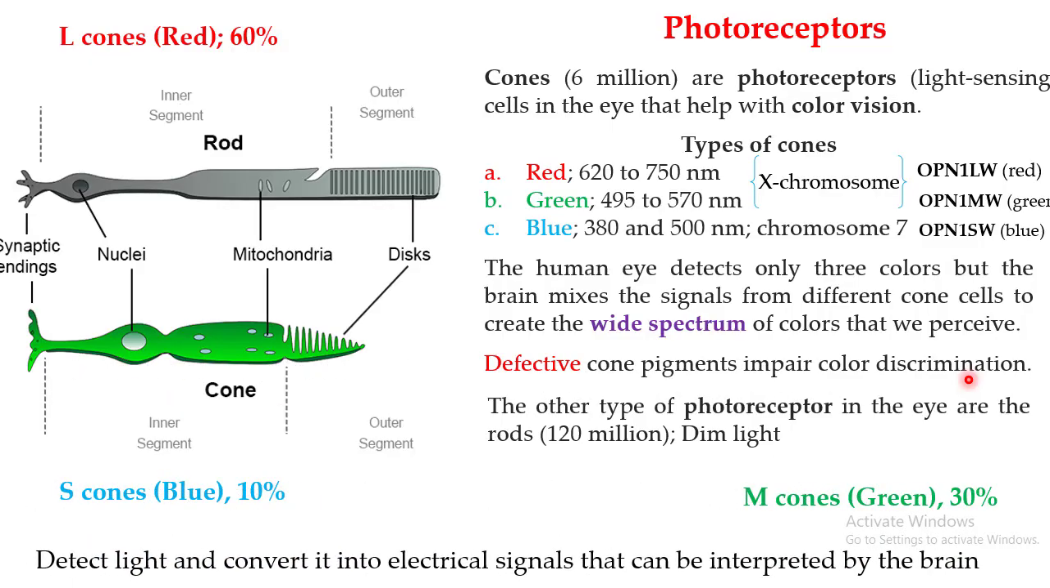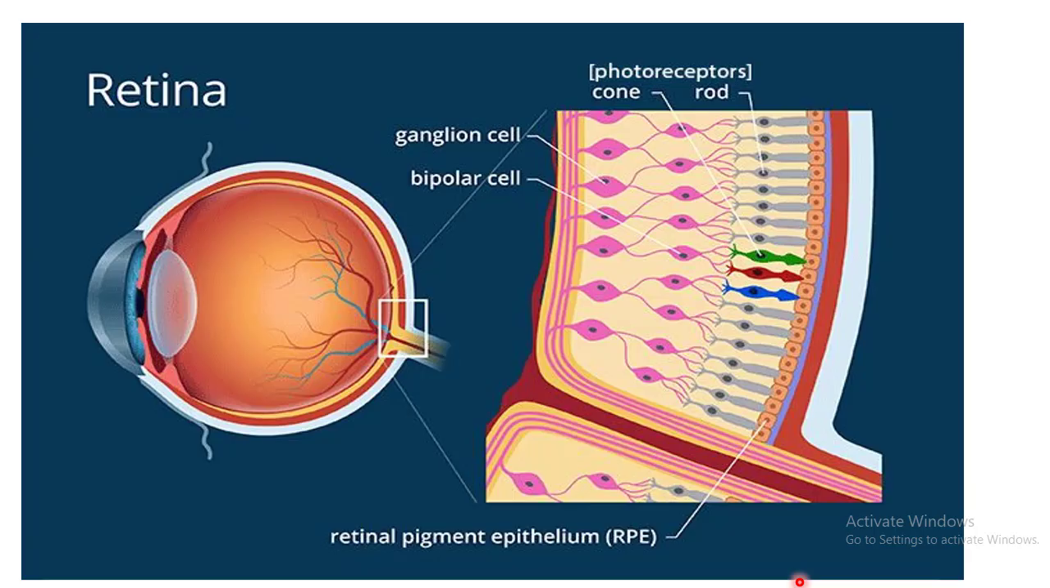If you talk about these cones, whether they are the L cones, the M cones, or the S cones, they are going to detect light. The light which is detected is converted into an electrical signal, and those electrical signals are then interpreted by the brain to give you the color of the specific things you are seeing at that particular time. Now, where are these cones present?